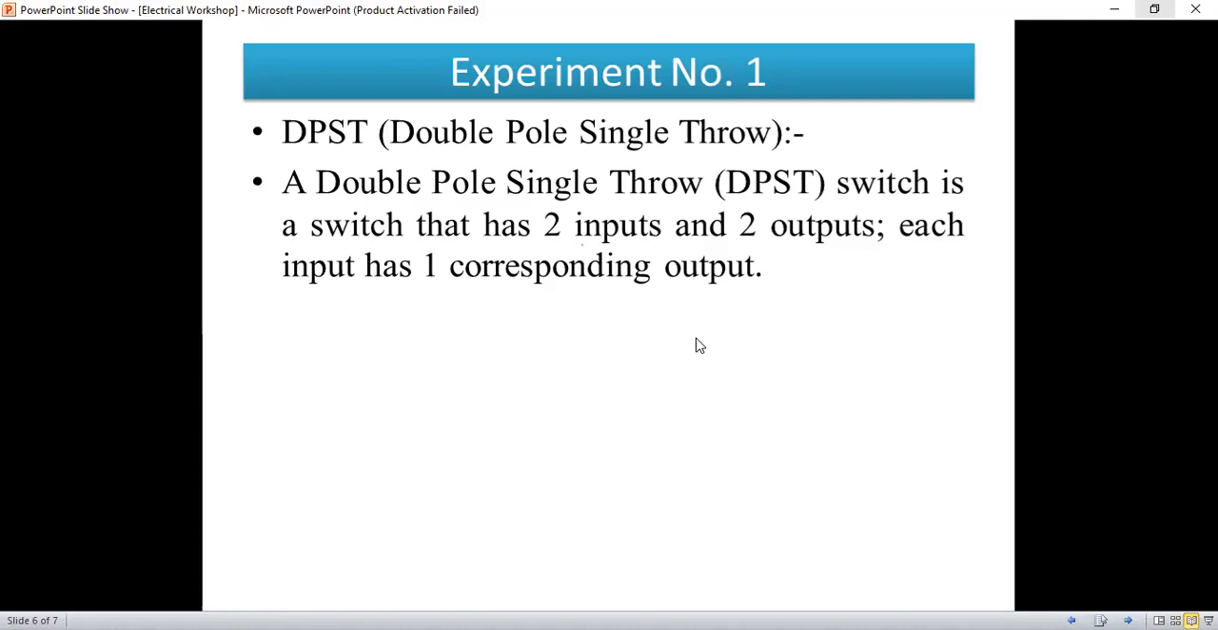Okay, I think these types of switch you used in your generator practical performance, while doing a generator practical performance. So this switch having two input and two output. Suppose here it is one input terminal, here it is another input terminal, here it is one output terminal, and here it is another output terminal. 1, 2 input terminal, 3, 4 output terminal. And this switch, it will be like this.